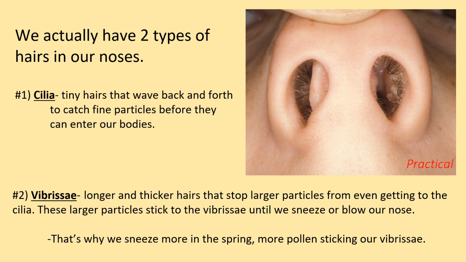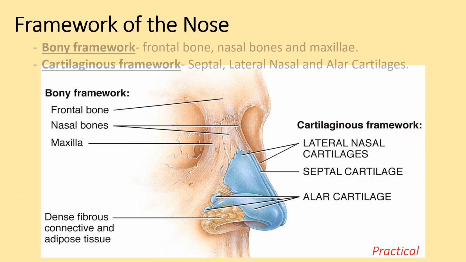We actually have two types of hairs in our nose. We got cilia, which are the super small hairs, and they wave back and forth to catch the really fine particles. And then we got vibrissae, which are just the longer, thicker hairs that stop the larger particles. So vibrissae, the bigger hairs for bigger particles. The cilia, smaller hairs for smaller particles. And so note on the picture here that we have practical listed in the bottom right hand corner. So this is a picture, or at least this information we need to be familiar with for the practical exam. You need to be able to distinguish the difference between cilia and vibrissae.